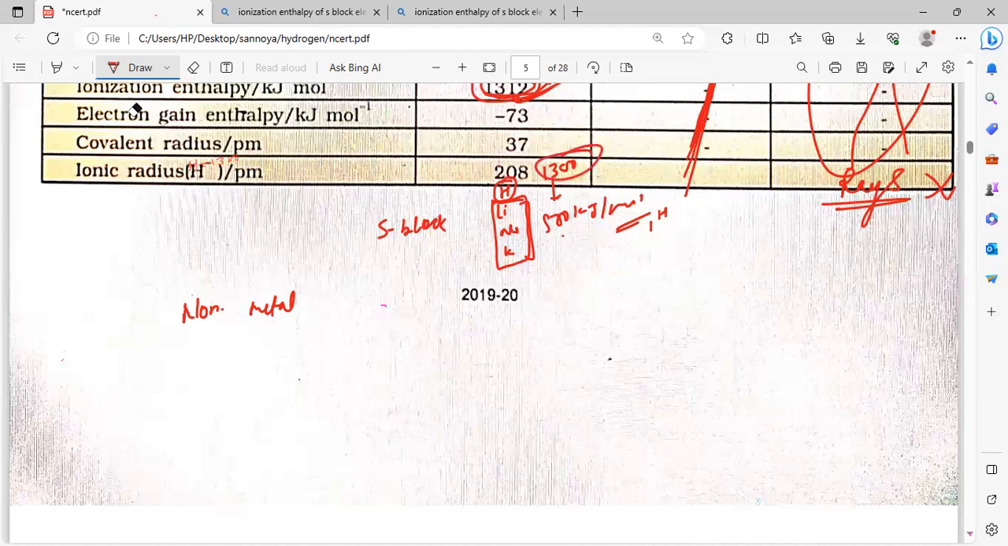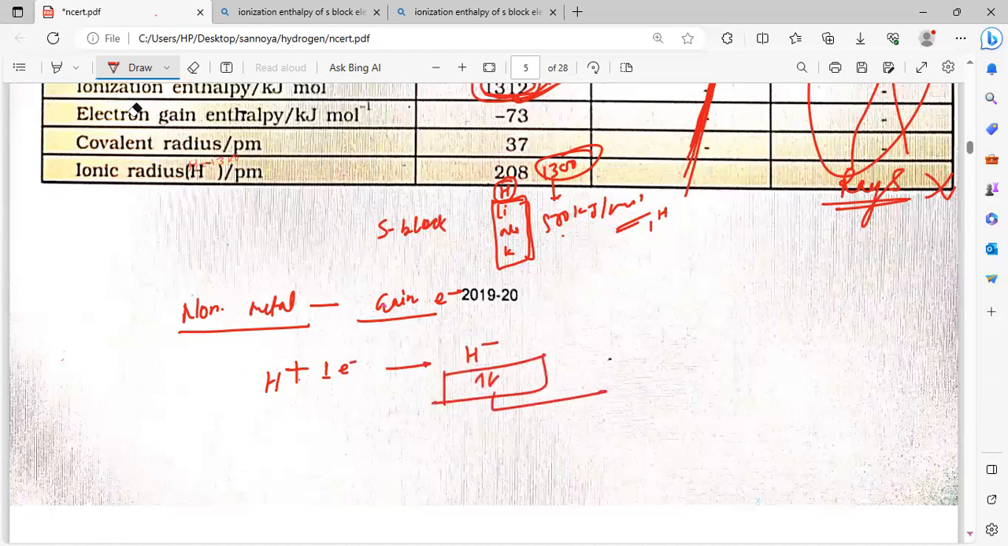What is the reason? See, non-metals gain electron. Hydrogen, what is there? Hydrogen is having the tendency, what tendency? If it gains 1 electron, it will become H minus. H minus means the stable helium configuration. Yes or no? So in spite of giving, it has more tendency to gain the electron and become stable like helium.